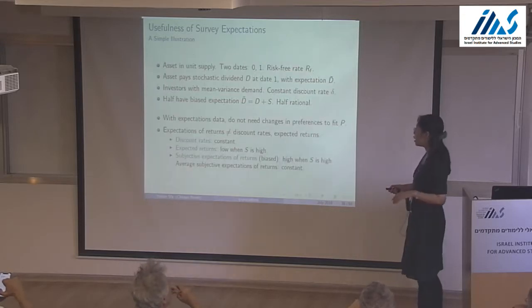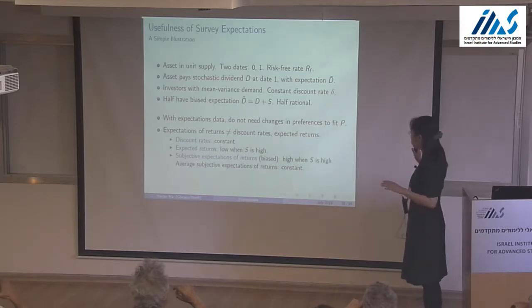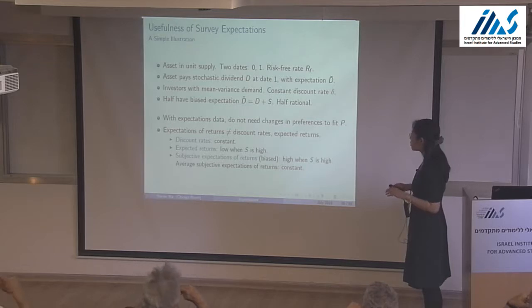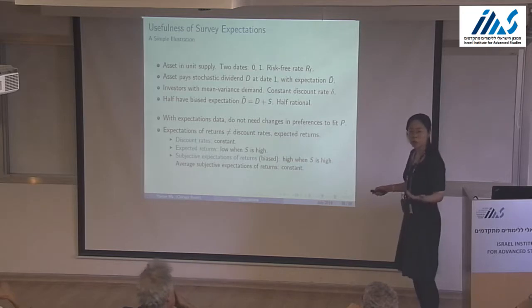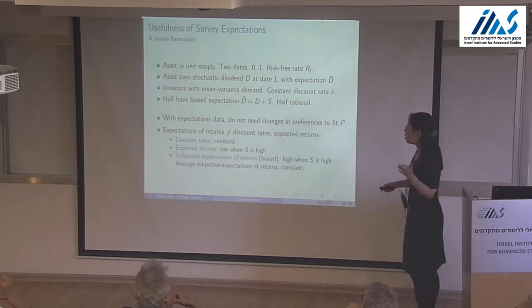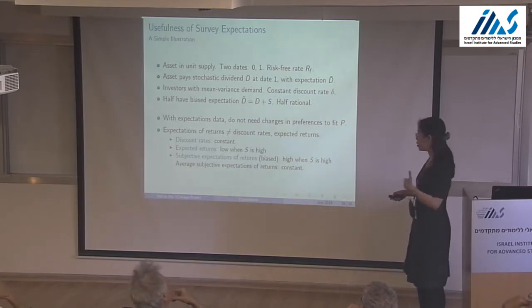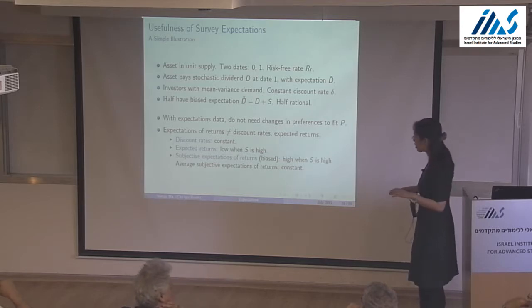However, if you do have expectations data, then of course you don't have to change the preferences to fit the P, because I've specified the data generating process as constant preferences. And in this case, you will see that the expectations of returns and discount rates would decouple. So the discount rate is always constant. The expected return is low when S is high, because price is inflated when S is high. You can have variations in expected returns that don't really reflect changes in discount rates.